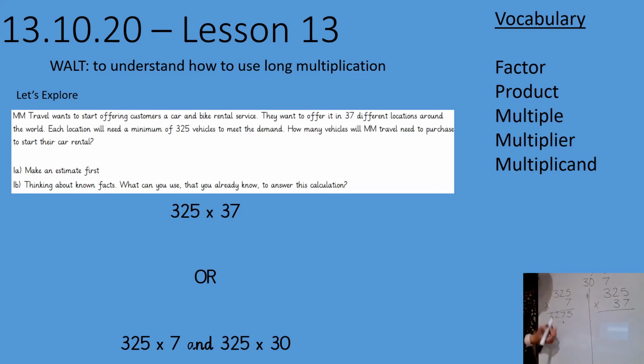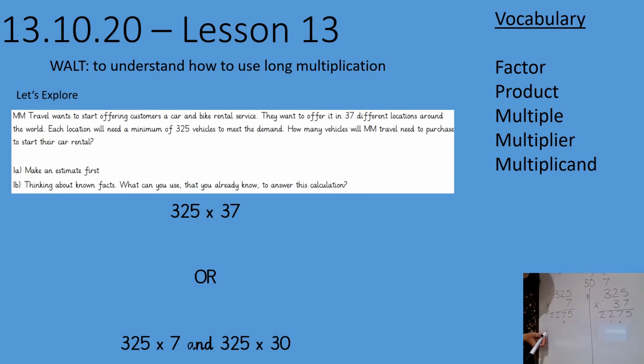So exactly the same process now. We can almost forget that there is a 3 in that tens column. 5 multiplied by 7 is 35. 2 multiplied by 7 is 14. Add our 3 extra is 17. 3 multiplied by 7 is 21. Add my extra is 2,275. So we can see straight away how understanding this is going to really help us when we are confident with that method.